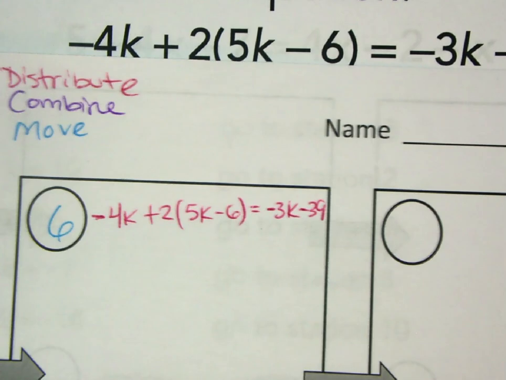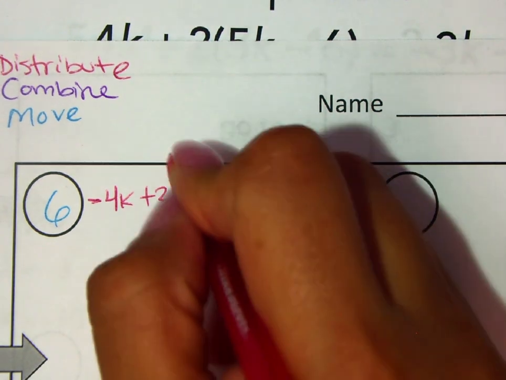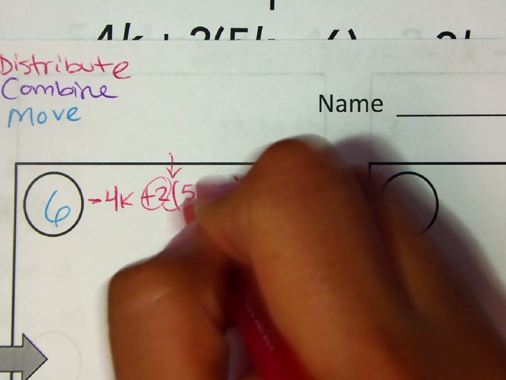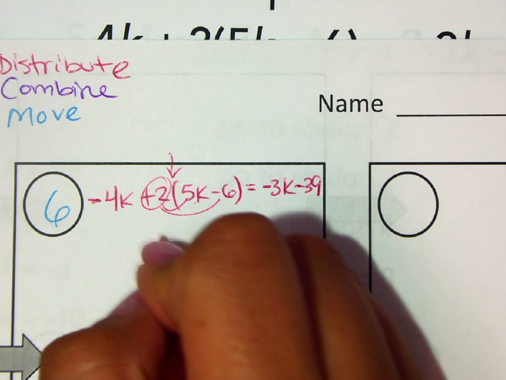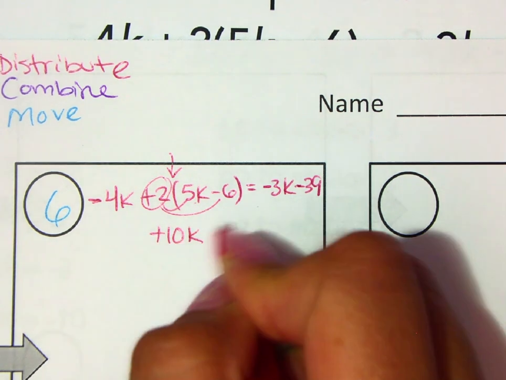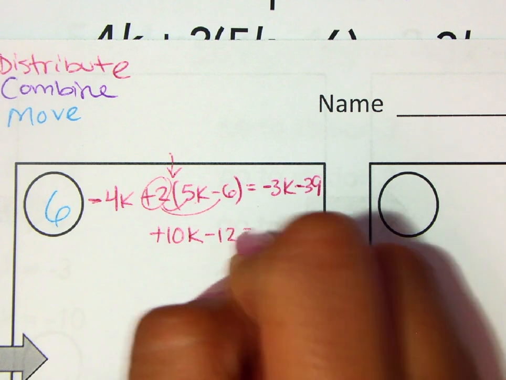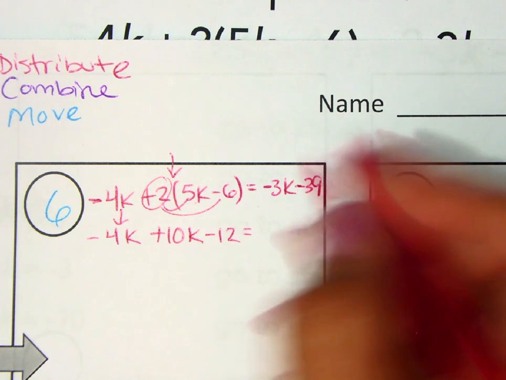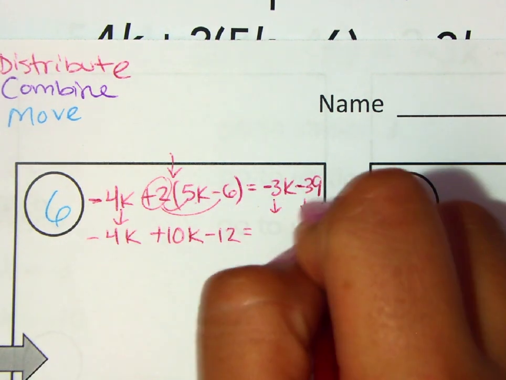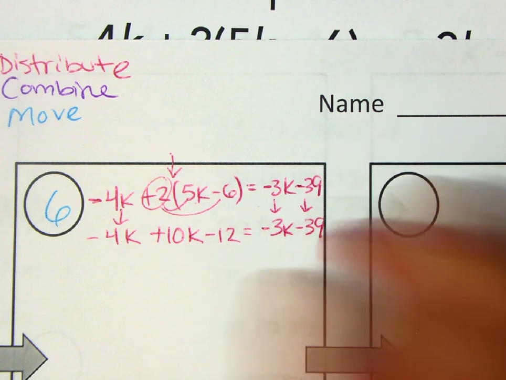Let's distribute. The only distribution is this part right here. We're going to multiply 2 times 5 and 2 times -6. 2 times 5k gives you positive 10k, and 2 times -6 gives you -12. So now we bring this down, -4k, and then we bring these two down, so that's -3k - 39.